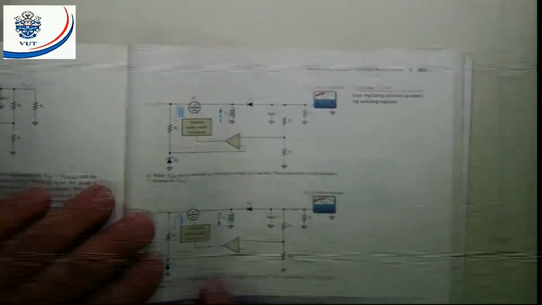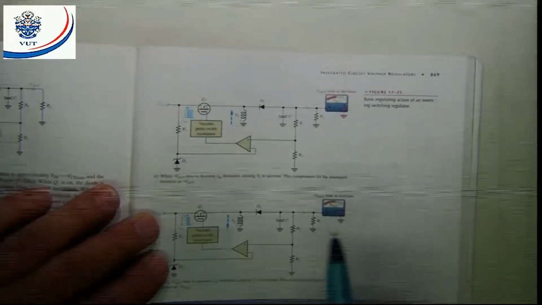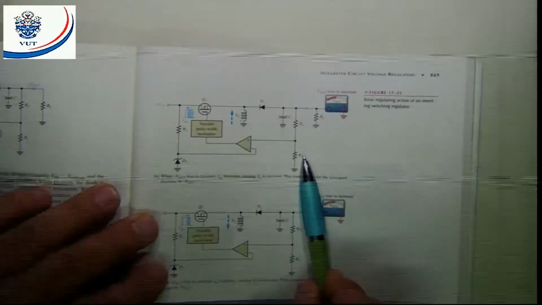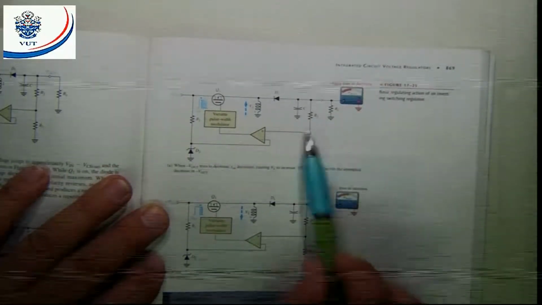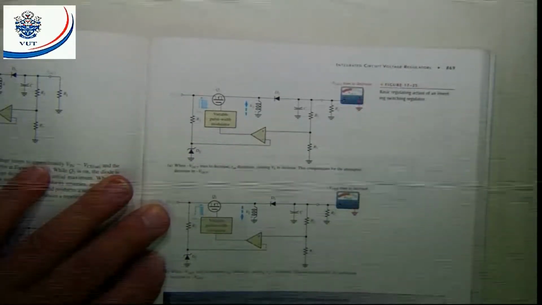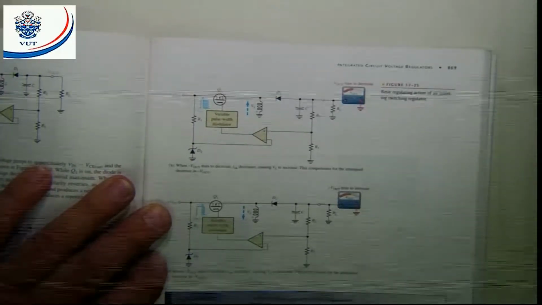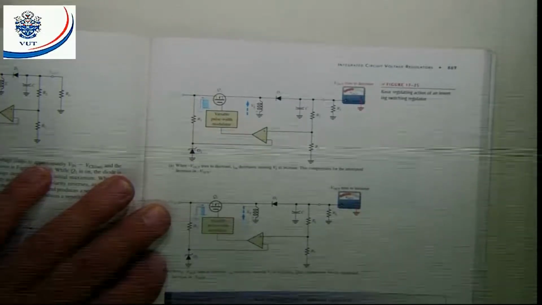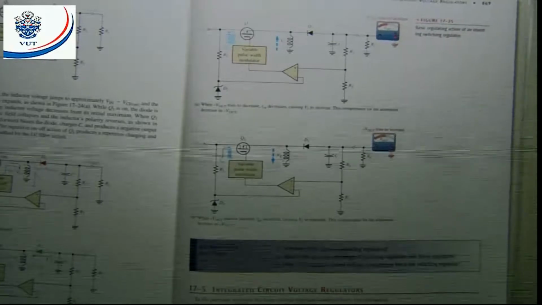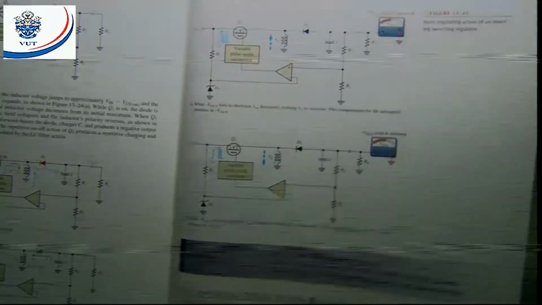The next two figures just show us, if there's a change in output, how do we correct that change in output. The same as the previous one, from the sampling circuit, it's going to basically just rectify that small variation in the output. And now, 17.5, integrated circuit voltage regulators.